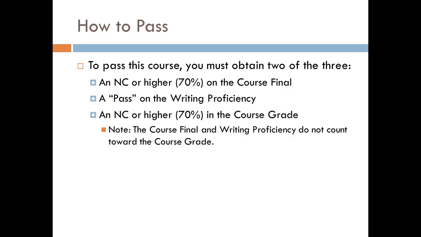Okay, second other thing I want to point out here, again, you have to pass two out of these three. So the course final and the writing proficiency don't actually impact your course grade. We do this because that way if you get a D on the final, but you pass the writing proficiency and you have a pretty good course, you have a B in the course, for example, that final doesn't drag down your course grade and drag you down to a C or a D even. So be sure that you keep those things in mind.